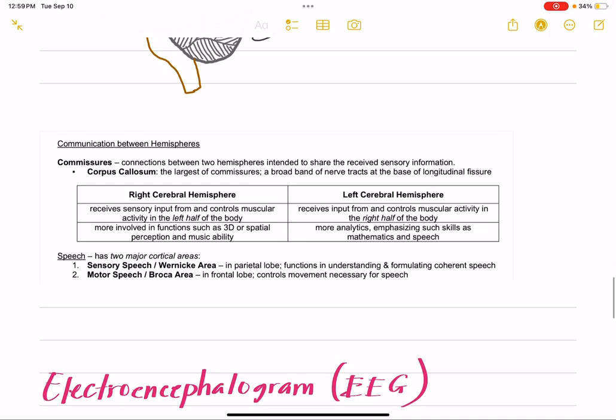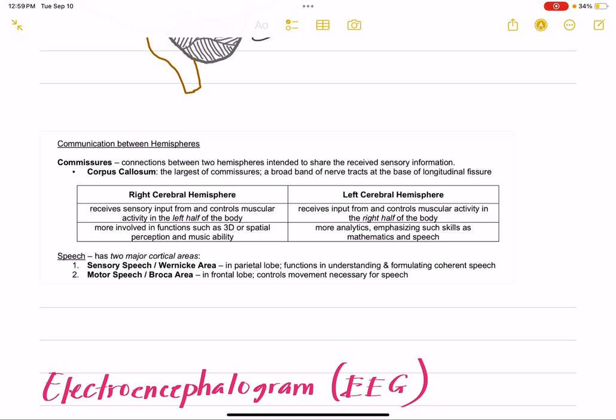So, we have the communication between hemispheres. Commissures are connections between the two hemispheres intended to share the received sensory information. The corpus callosum is the largest of the commissures, a broad band of nerve tracts at the base of the longitudinal fissure. So, remember that the corpus callosum is the largest of the commissures.